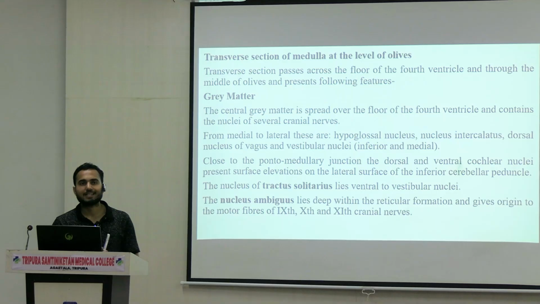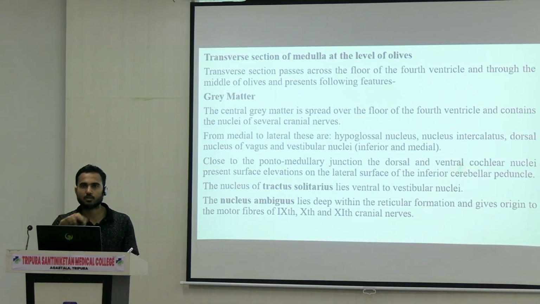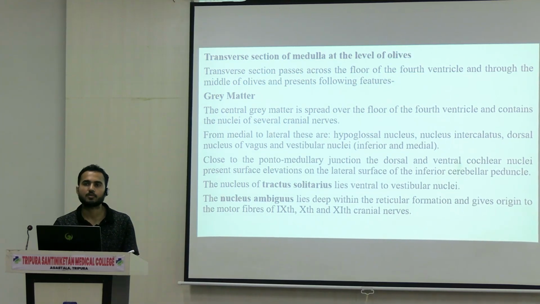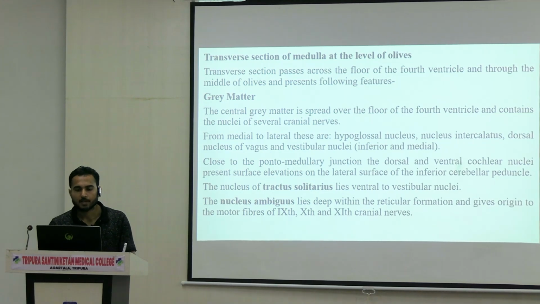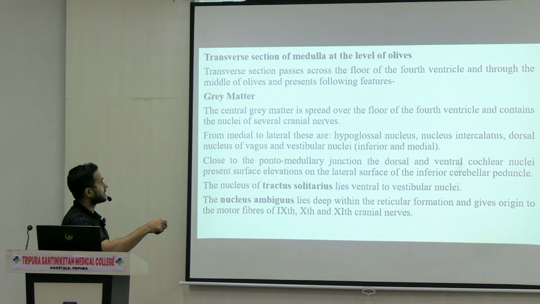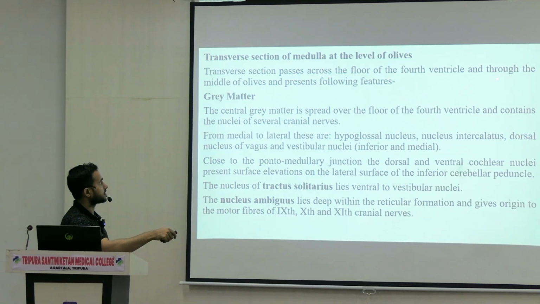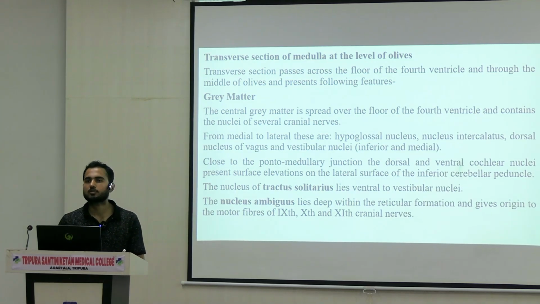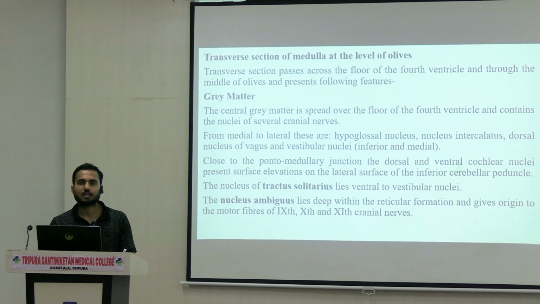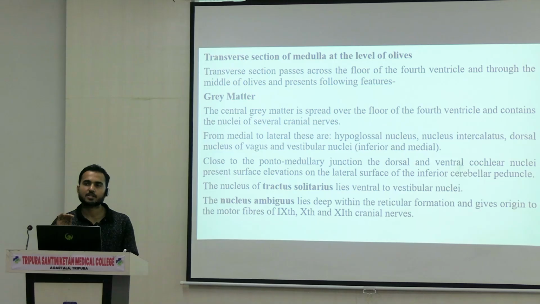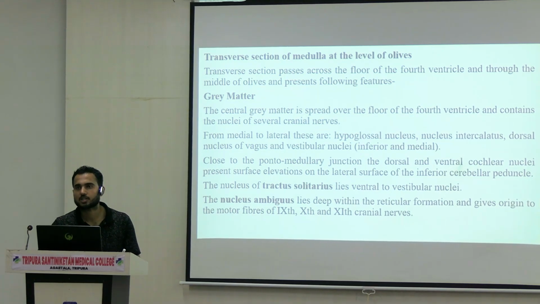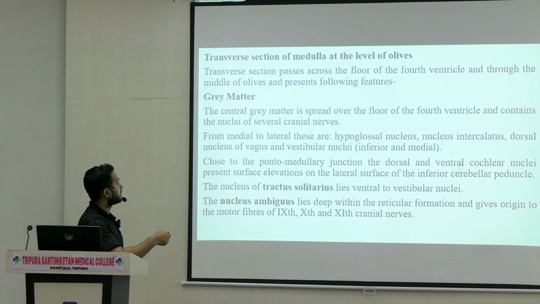Next, the section is at the level of the olive. In the diagram I have shown you the inferior olivary nucleus. The complete olivary nuclear complex is not seen at this level. For that, we have to take a section at the level of the olive. If a transverse section is taken at the level of the olive, it passes across the floor of the fourth ventricle and through the middle of the olive. So though it passes through the floor of the fourth ventricle, we can expect to see the structures of the floor of the fourth ventricle, and along with that, we will see the olive.